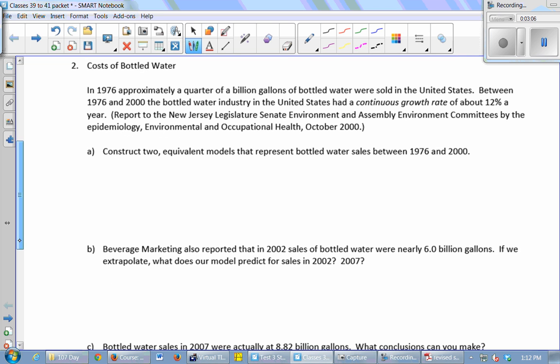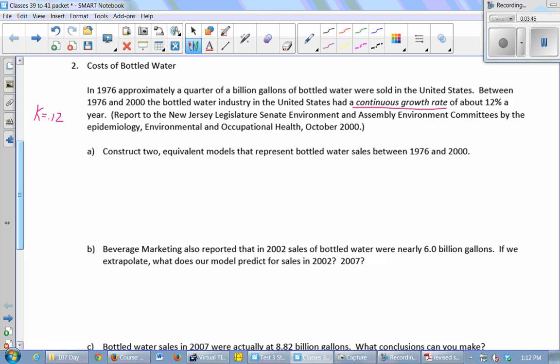So here's costs of bottled water. In 1976, approximately 250 million gallons of bottled water were sold in the United States. Between 1976 and 2000, the bottled water industry had a continuous growth rate. You see that word continuous and you think K, okay? And positive. Continuous growth rate of about 12%. That would be K is 0.12.